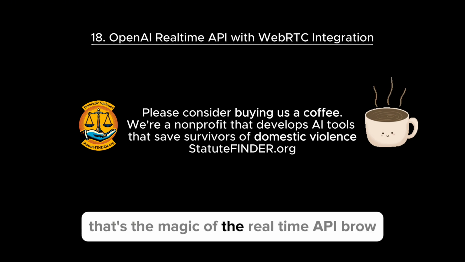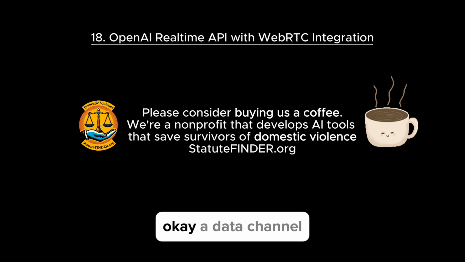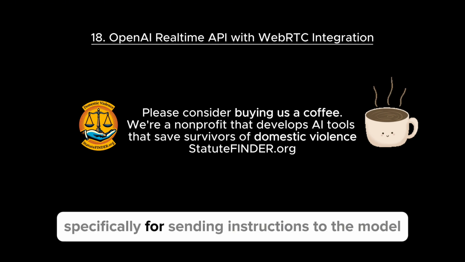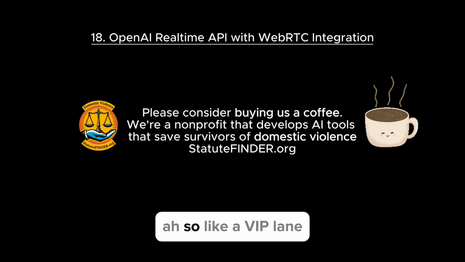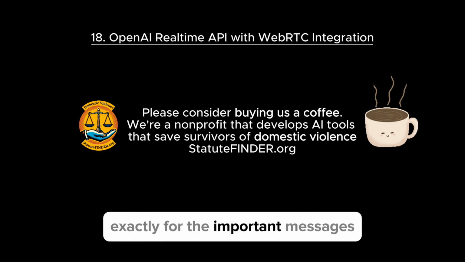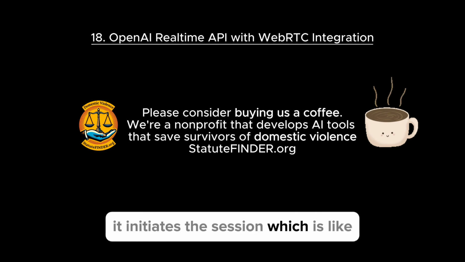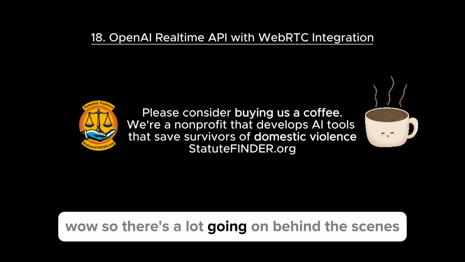Exactly. That's the magic of the real-time API. Wow. Then the code creates a data channel. Think of this as a dedicated lane on that communication highway, specifically for sending instructions to the model and receiving its responses. So like a VIP lane for the important messages. Exactly. And finally, it initiates the session, which is like opening the door for the real-time exchange to begin. Wow, so there's a lot going on behind the scenes.